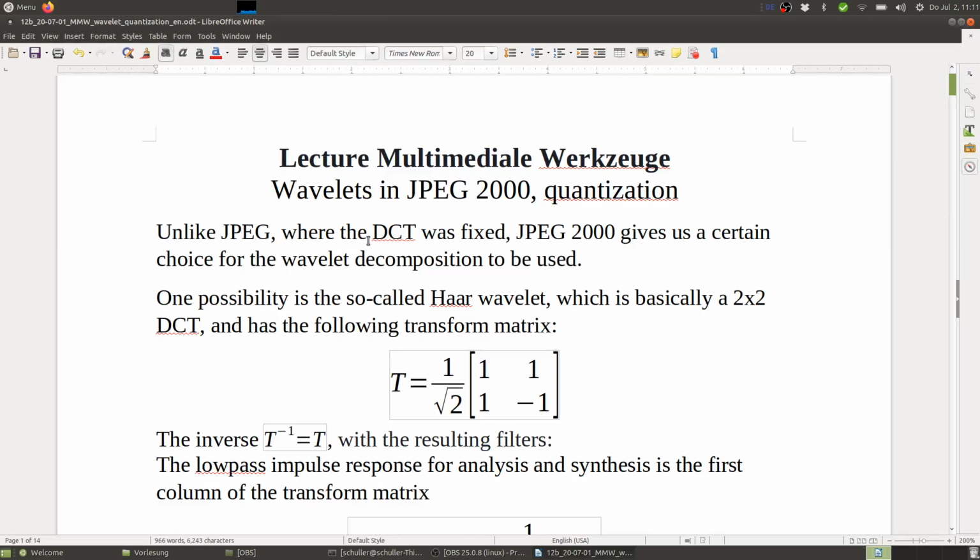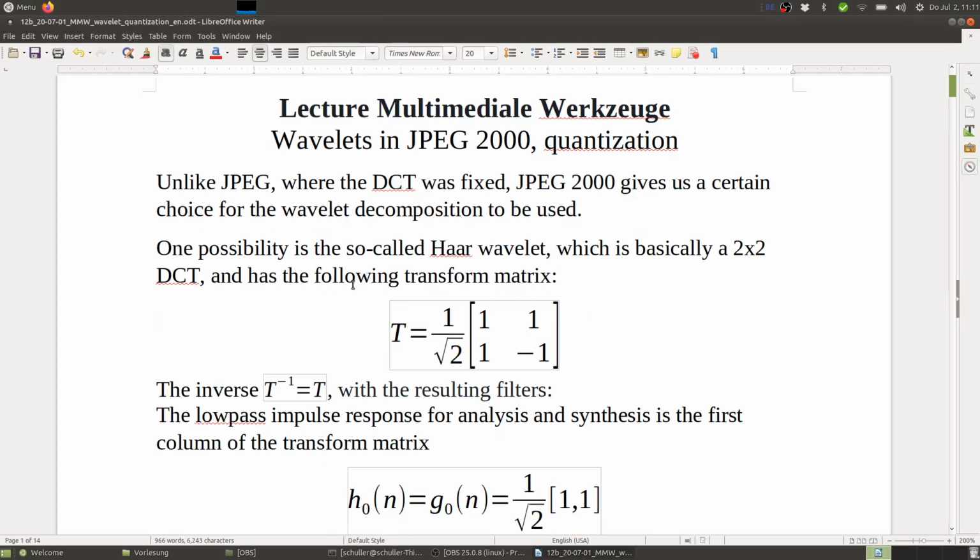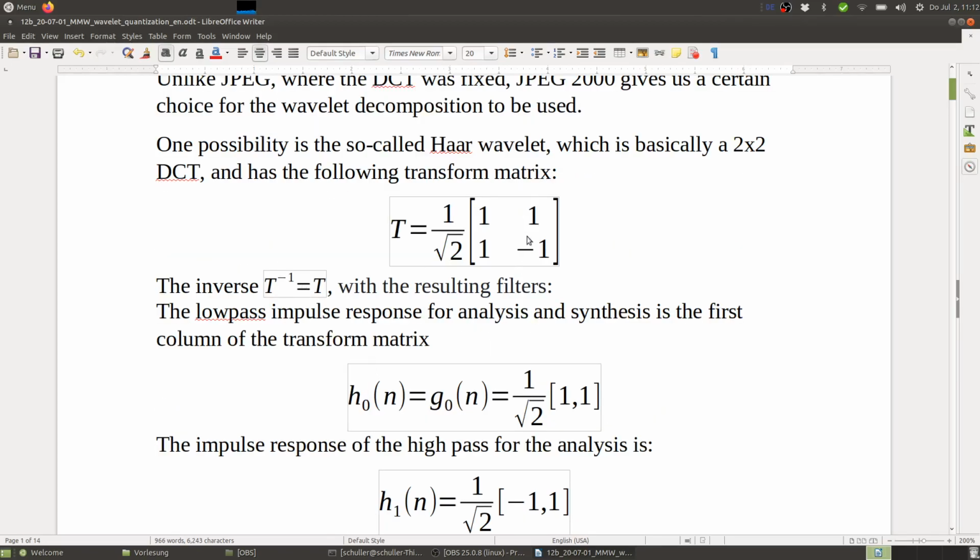So unlike JPEG, where the DCT was fixed, JPEG 2000 gives us a certain choice for the wavelet decomposition to be used. So it's not only the wavelet filters that we saw the last times, but we also have more choices. One possibility is the so-called Haar wavelet, which is basically a 2x2 DCT and has the following transform matrix. It's very simple, it just consists of 1s and -1 and has this factor of 1 over square root of 2. And the inverse is basically the transposed one.